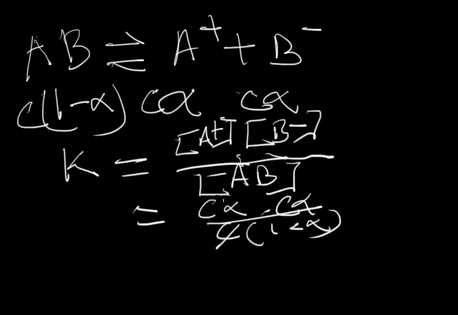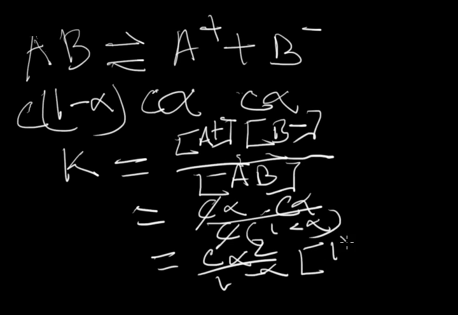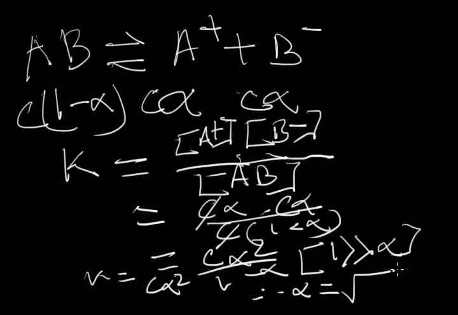Now, C is cancelled. So, the equation becomes K equals C alpha square divided by 1 minus alpha. Now, 1 is much greater than alpha because the electrolyte is weak. That is, 1 is much greater than alpha. So, we can write K equal to C alpha square. Therefore, we can write alpha equal to root over K by C. This is called Ostwald Dilution Law.